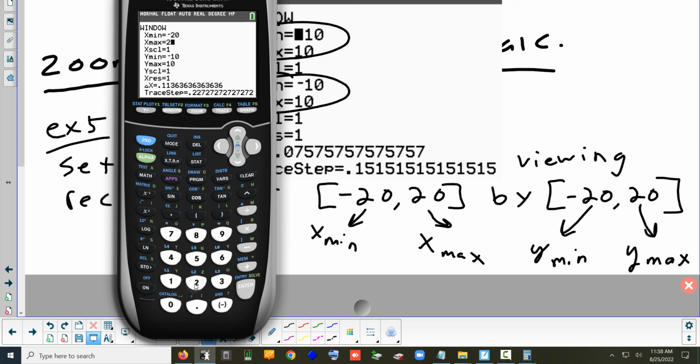X max, we want 20. Just keep pressing the down arrow. Y min, we want -20. Y max, we want +20.